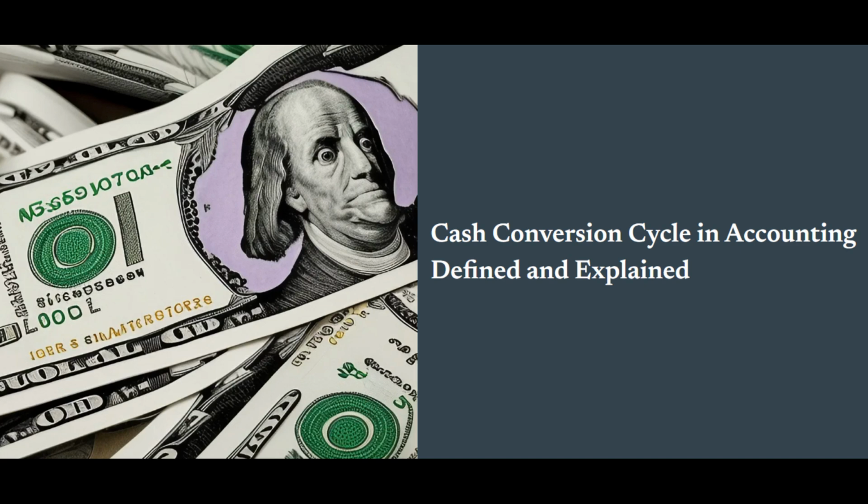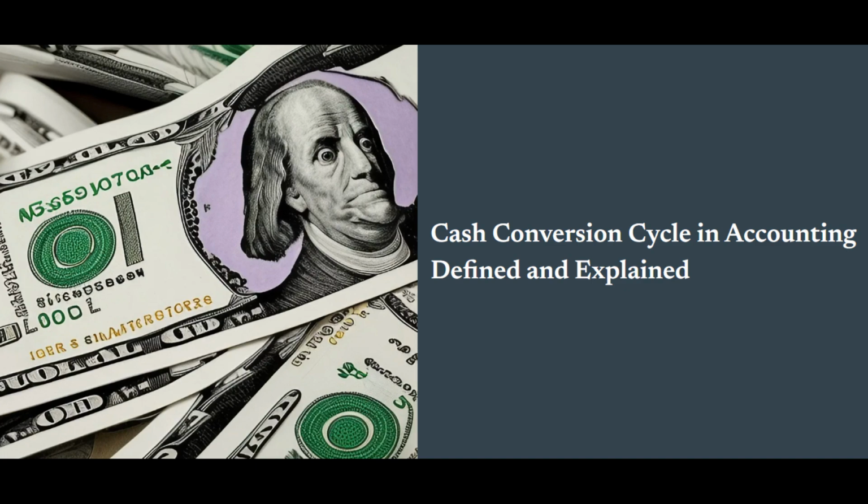So, what exactly is the cash conversion cycle? In simple terms, it's the time it takes for a company to turn its investments in inventory and other resources into cash. Imagine this: you buy a bunch of products, you sell them, and then you wait for your customers to pay you. The CCC measures the time from when you spend money on inventory to when you finally receive cash from your customers. It's basically the heartbeat of your business's cash flow.